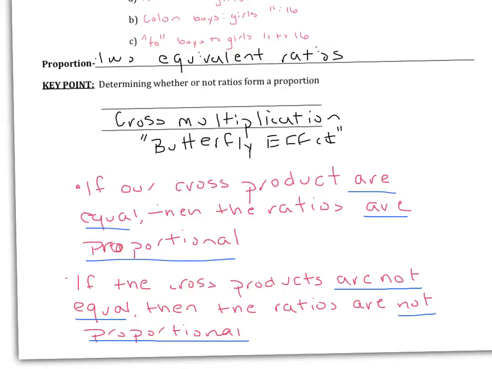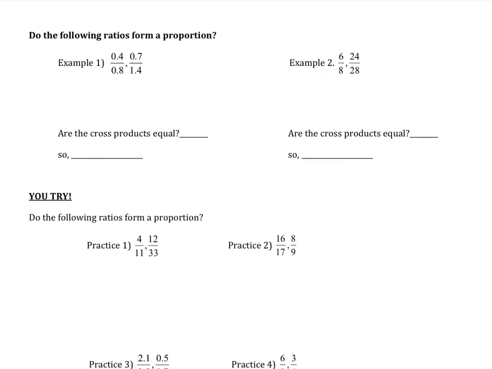Remember, a proportion is two equivalent ratios. So we're looking at two things being compared, and we're seeing, are they equivalent? Are they proportional to one another? Let's go ahead and do some examples to see if things are proportional, and it'll make a little bit more sense.